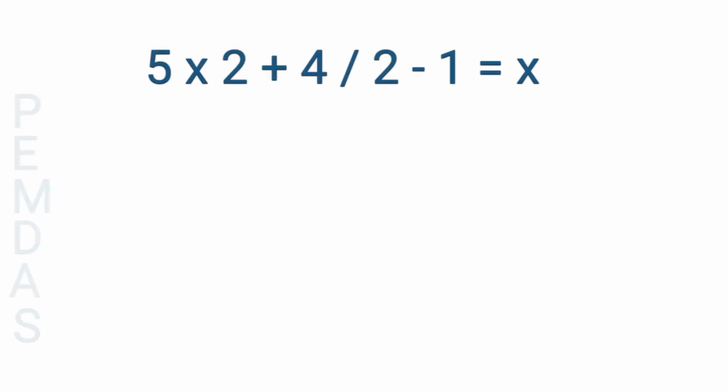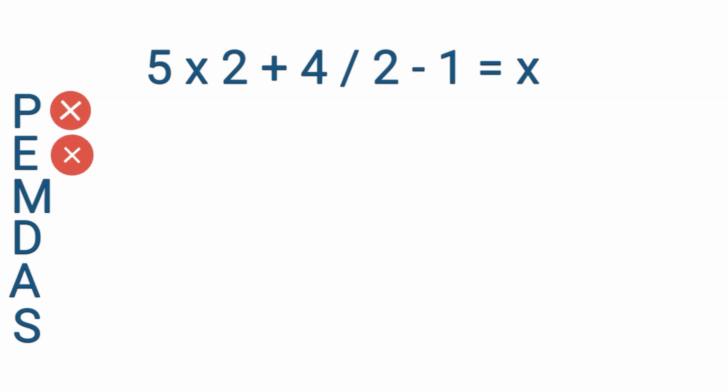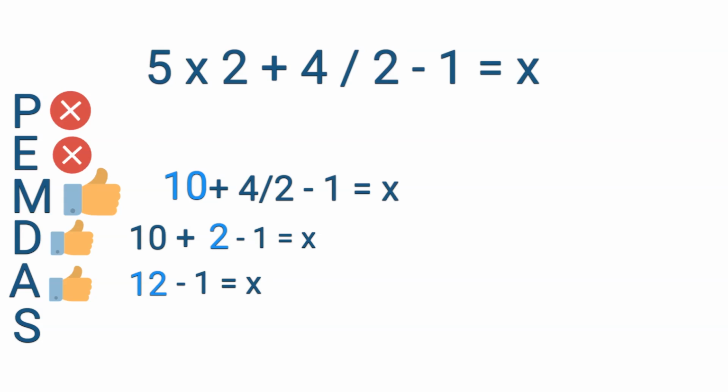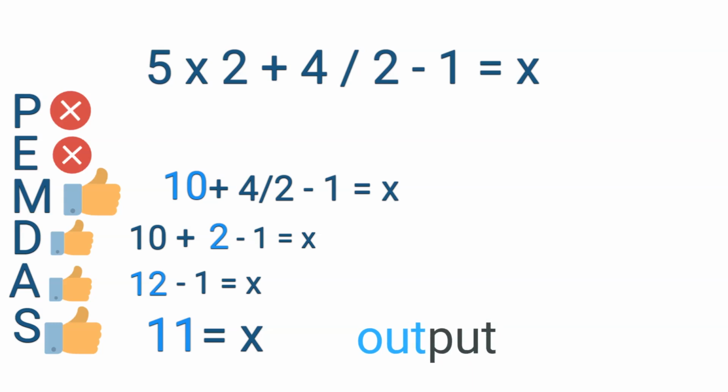So, let's look at that original operation again through the lens of PEMDAS. 5 times 2 plus 4 divided by 2 minus 1 equals x. So, any parentheses? No? Okay. Any exponents? No? Okay. Any multiplication? Yeah? So let's do that first. 5 times 2 equals 10. Any division? Yeah? Let's do that next. 4 divided by 2 equals 2. Addition? Yep. 10 plus 2 equals 12. Subtraction? Yep. 12 minus 1 equals 11. So the output should be 11 in the codomain. X, the placeholder, equals 11 in this instance.